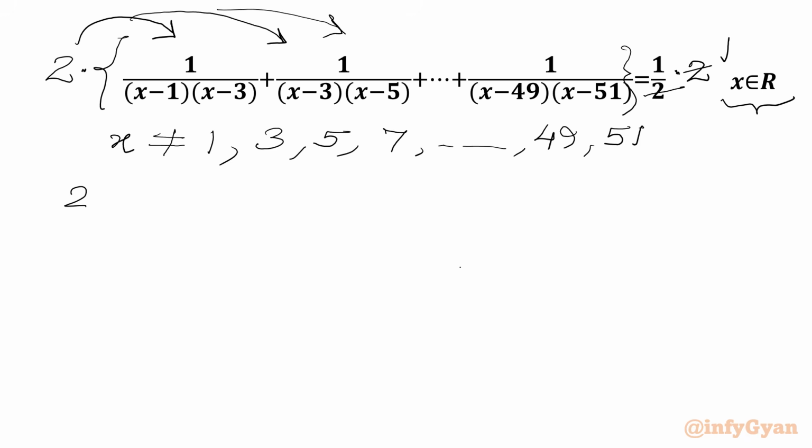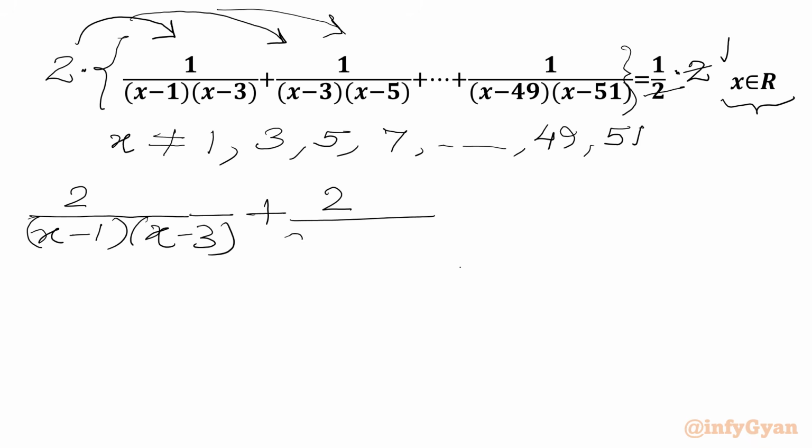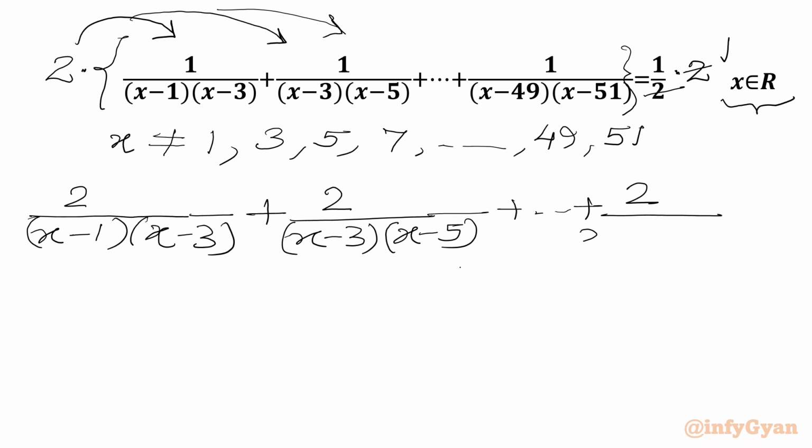So we will get 2 over (x minus 1)(x minus 3) plus 2 over (x minus 3)(x minus 5) plus ... plus 2 over (x minus 49)(x minus 51), and RHS is 1. So we'll write equal to 1.